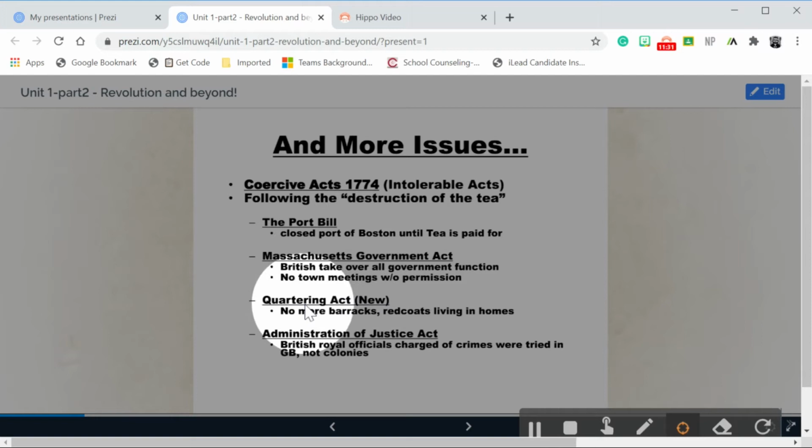You also have the Quartering Act. This was a little new. Now, no more public barracks. Now, soldiers live in homes. You also had the Administration of Justice Act. If you committed a crime, you could be tried in Great Britain with a jury of all Great Britain citizens. No colonists will be involved.